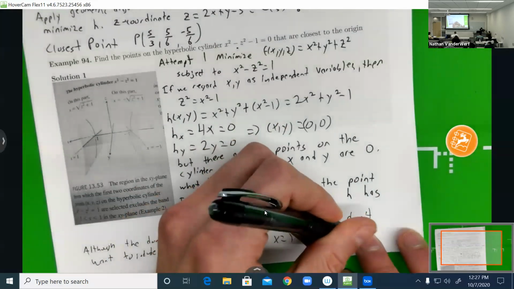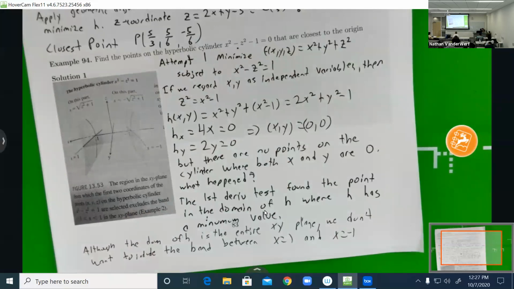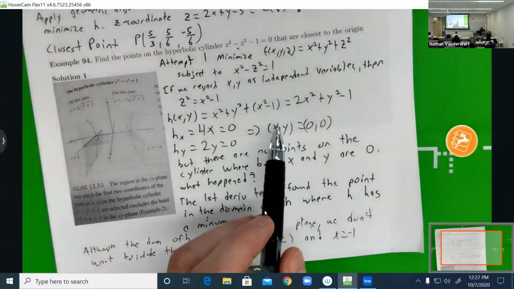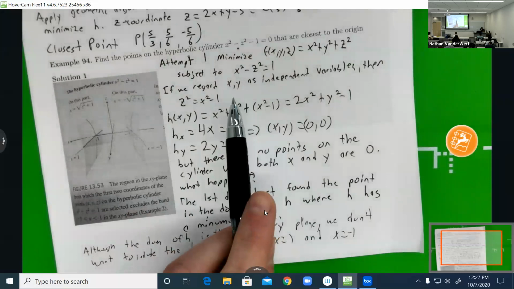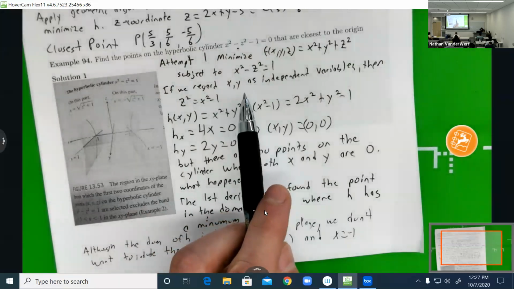What this shows you is that doing it this method, you have to be really careful about these sort of things, and you have to go back and actually check, does this critical point that I got actually make sense? And if it doesn't make sense, then you have to rewind. The very first assumption that we made is we regarded x and y as independent variables.